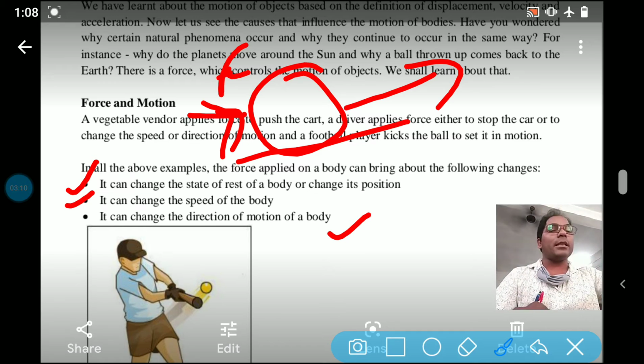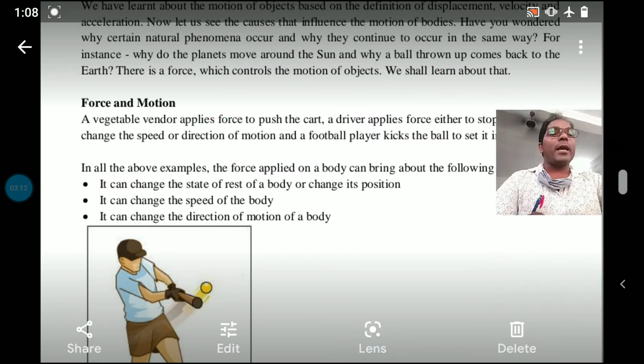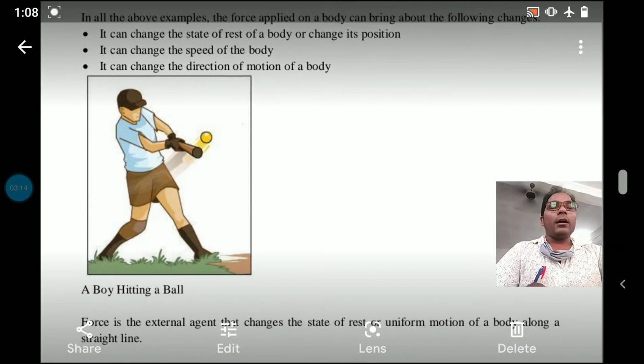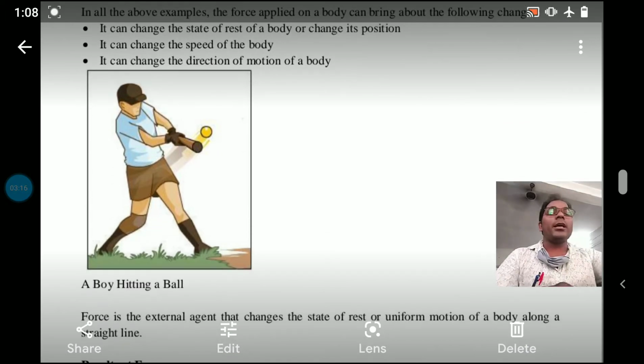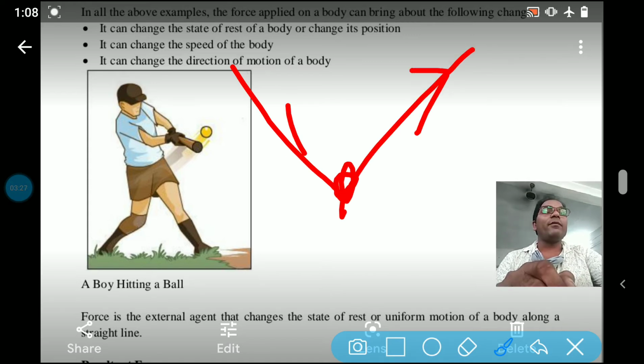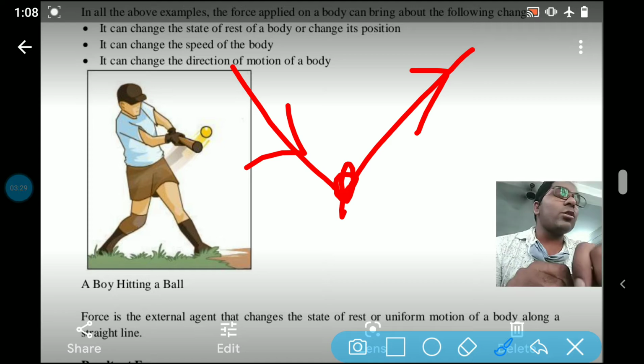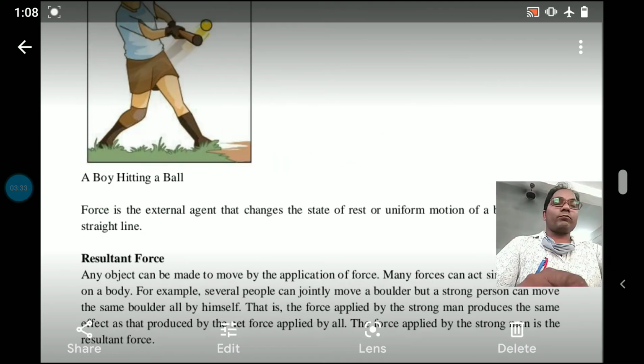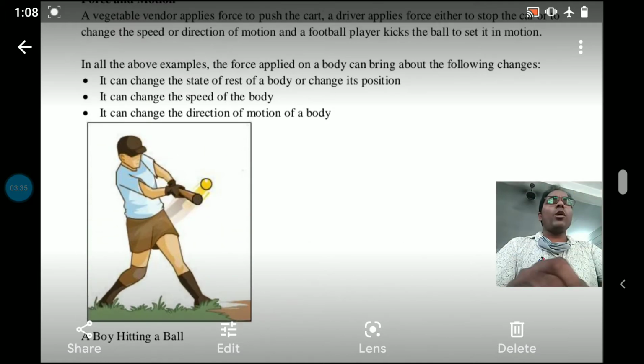Here you can see in this figure, the batsman is using this bat. See, a boy hitting a ball. The ball is coming in one direction, and after hitting, the ball is moving in a different direction. So the force can change the direction of motion of a body. And some more points are there.